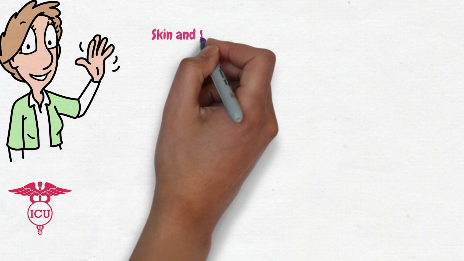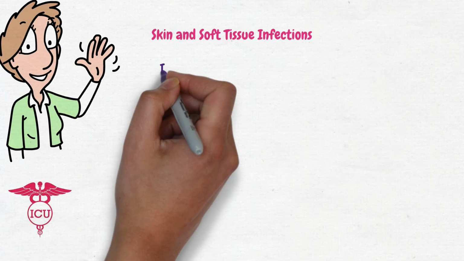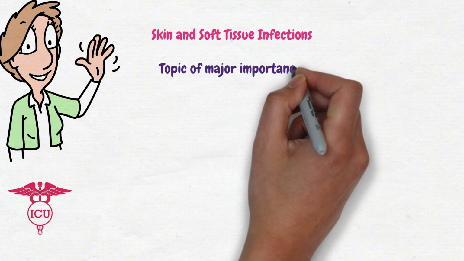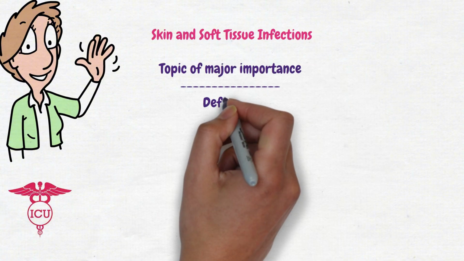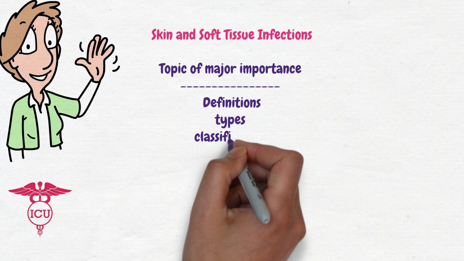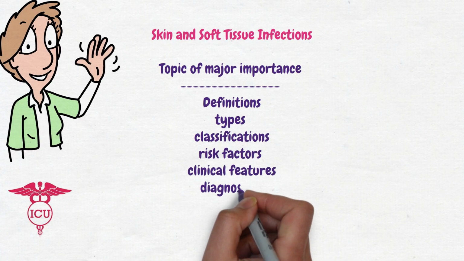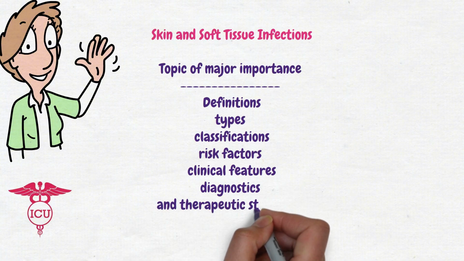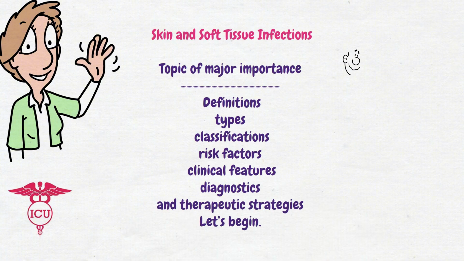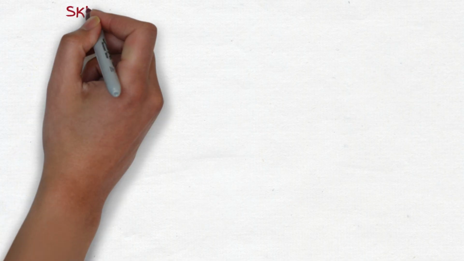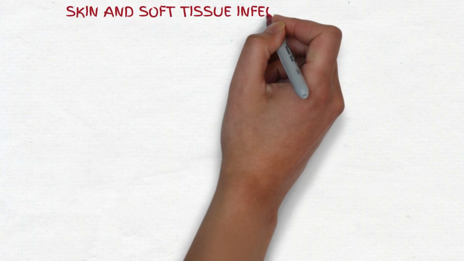In this session, we will cover skin and soft tissue infections, a topic of major importance in clinical and intensive care practice. We will review definitions, types, classifications, risk factors, clinical features, diagnostics, and therapeutic strategies. Let's begin. Skin and soft tissue infections.